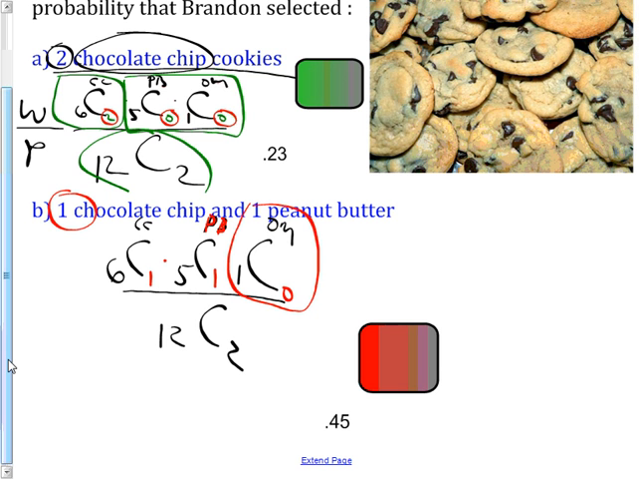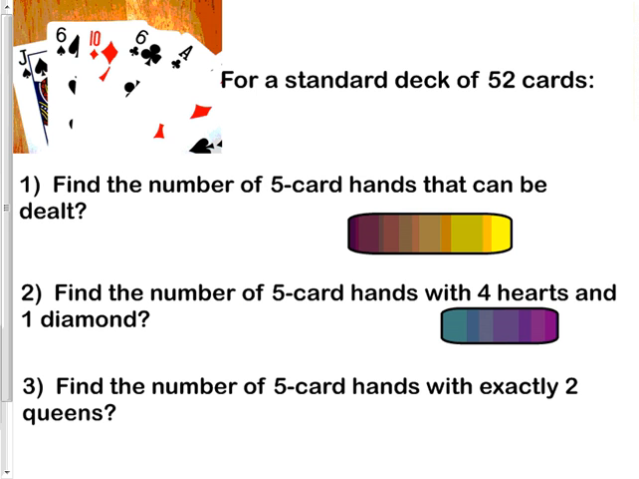All right, let's try a different kind of problem. Same general idea, except this is cards. Find the number of 5-card hands that can be dealt. Do you agree that if you pick up all your cards at once, like we were playing cards and I deal you a bunch of cards, and you pick them all up at once, it doesn't matter what order they came to you? So the order doesn't matter. So this is a C question.